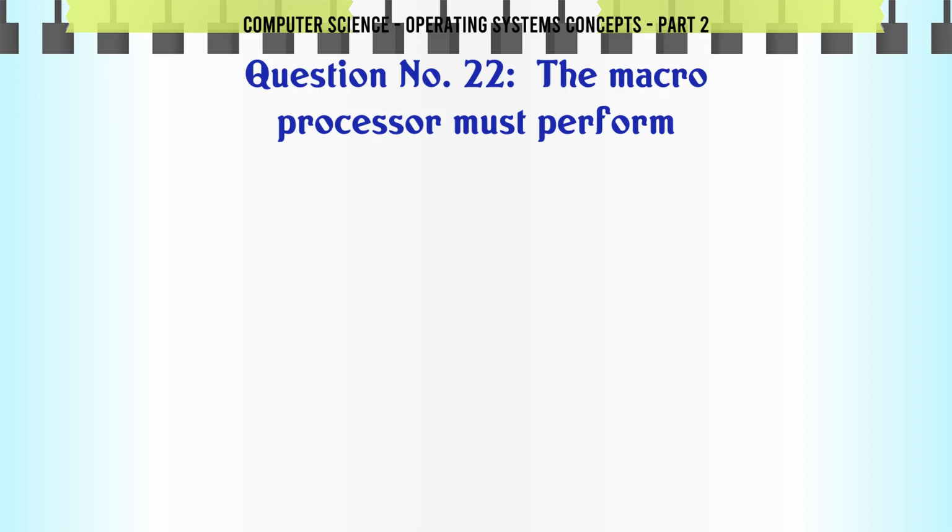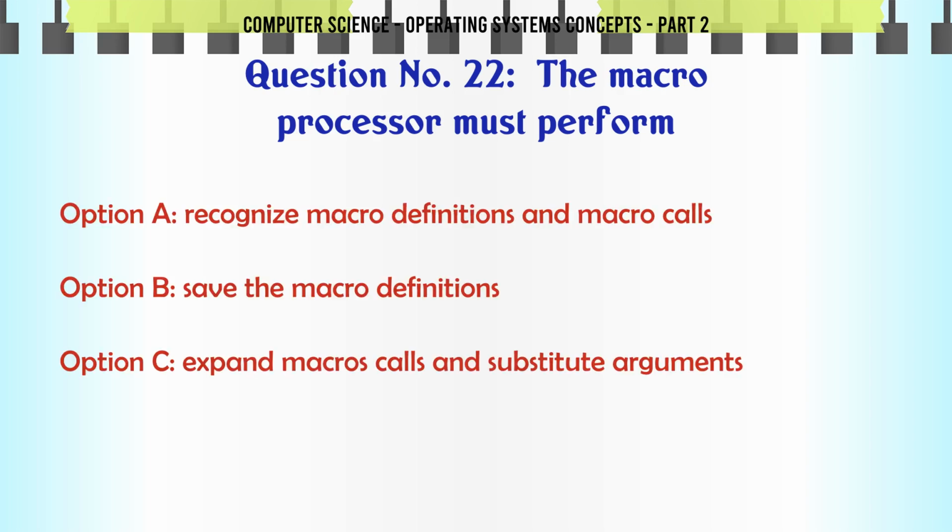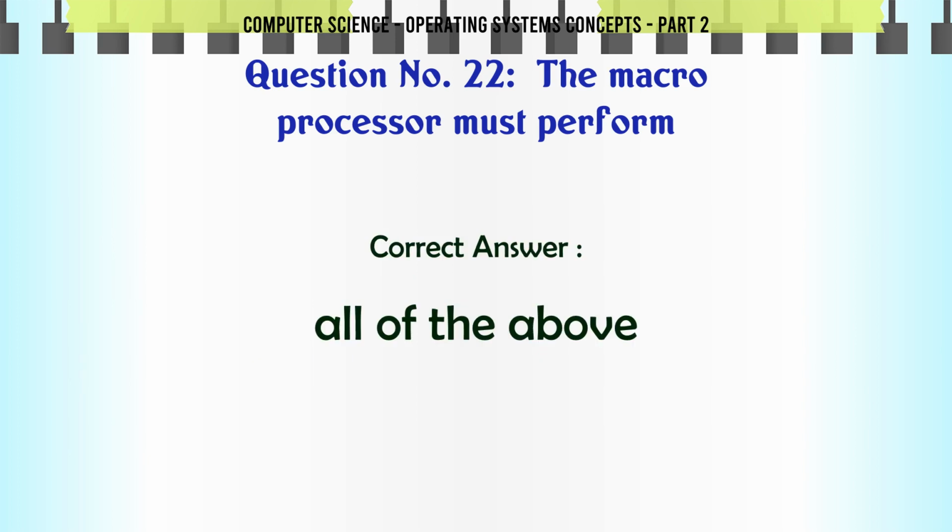The macroprocessor must perform A. recognize macro definitions and macro calls. B. save the macro definitions. C. expand macro calls and substitute arguments. D. all of the above. The correct answer is all of the above.